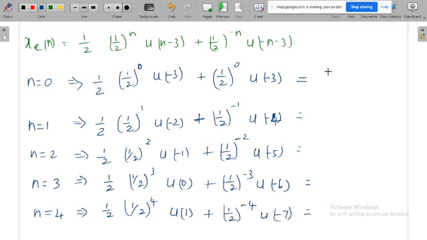Yes, sir. What is the answer for the first case? Anybody? Any idea? U of minus 3, sir. What do you mean by u of minus 3? U is a standard function, a discrete signal. U is the unit step discrete signal. What is u of minus 3? See, you know this one already.